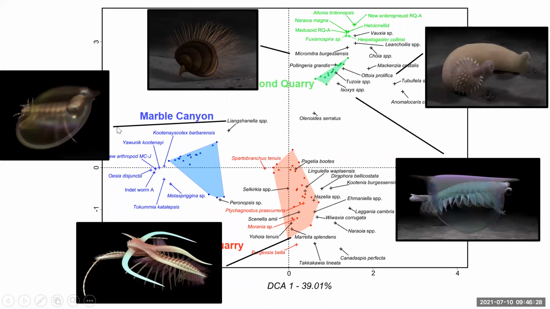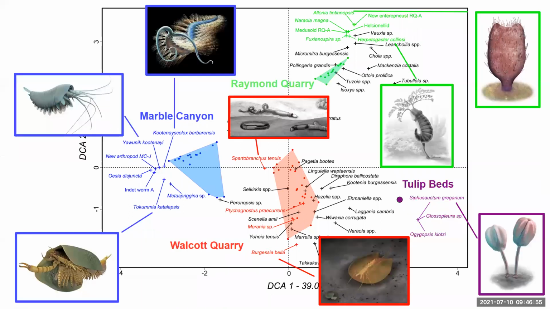And then there's Liangchanella, which I've talked about a couple times here, one of the most abundant arthropods at Marble Canyon, and actually also incredibly abundant at Walcott Quarry as well. So even though these four sites do have quite a bit of difference in terms of their biodiversity, there are, of course, some species that are shared across multiple sites, and in fact, some species that are shared across all sites. But I think more interesting, perhaps, are these species which I've described here.